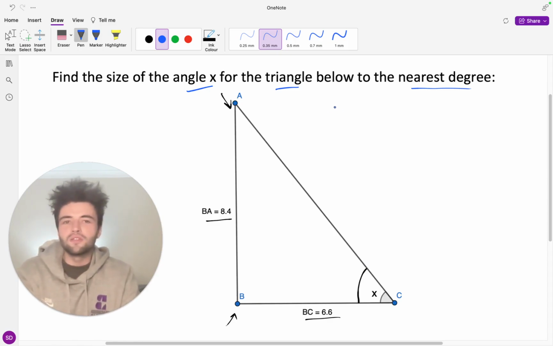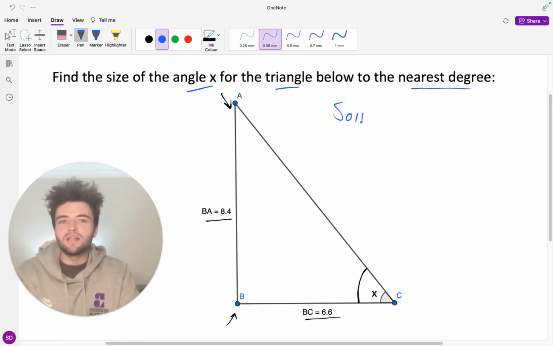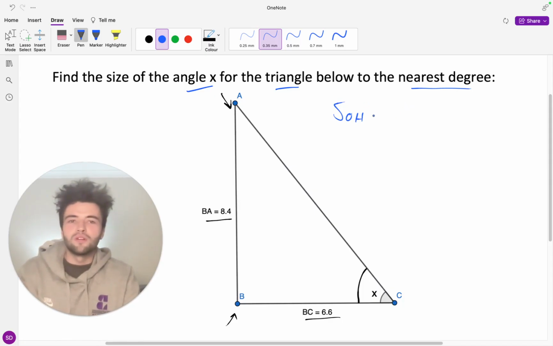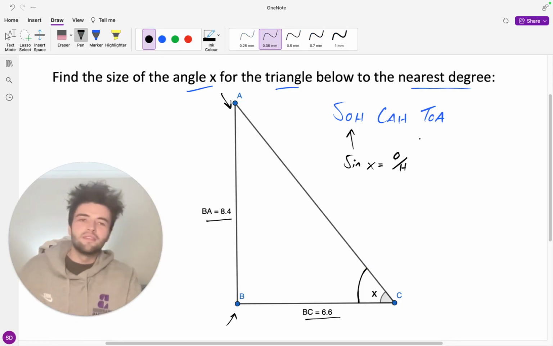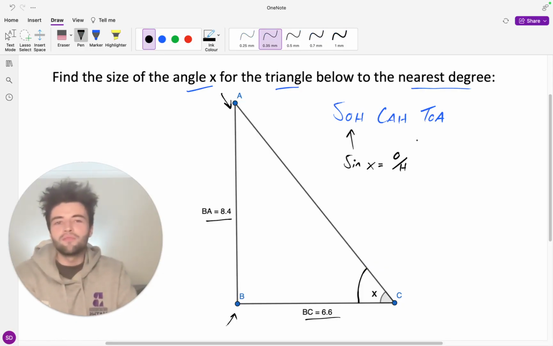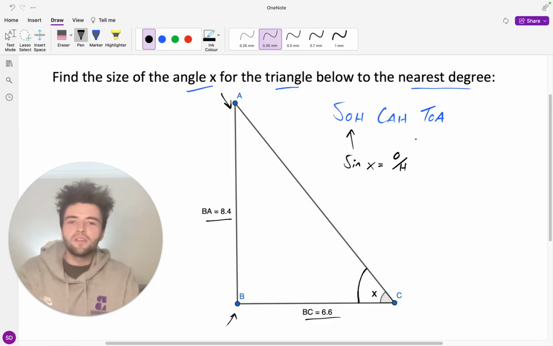So just to explain SOHCAHTOA, it's a made up word we use for the trig identities. It starts out with SO, which we're going to explain in a second, and then it goes CA, and then TOA at the end. And so what this means is that if we take sine as an example, the sine of the unknown angle is going to be the opposite over the hypotenuse.